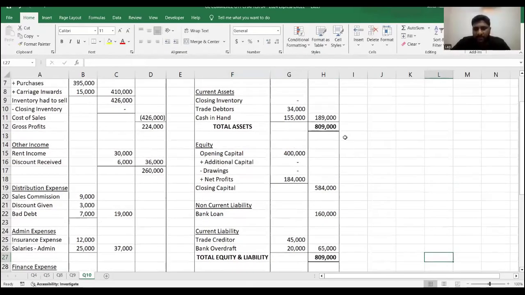So your balance sheet is balanced. Total assets equals equity plus liabilities. Total assets equals equity plus liability. 809,000.